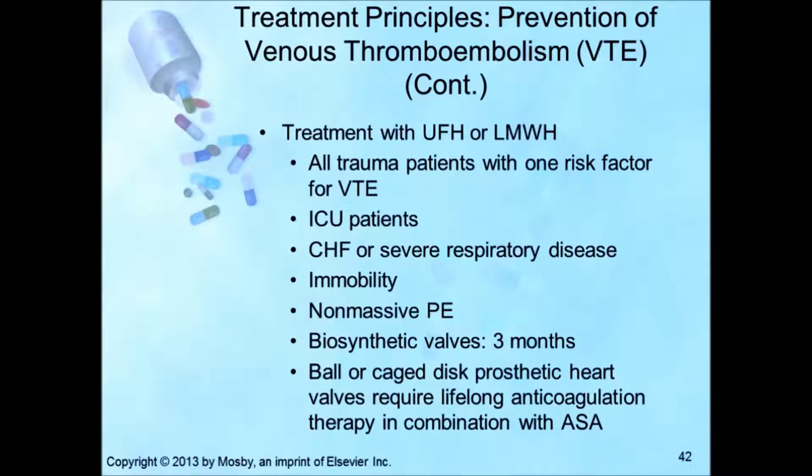Patients with bioprosthetic valves should receive anticoagulation for 3 months with an INR goal between 2 and 3. Long-term prophylaxis for these patients should include aspirin, 75 to 100 milligrams daily, unless atrial fibrillation is present. Patients with ball or cage disc prosthetic heart valves require long-term anticoagulation with an INR goal of 2.5 to 3.5, provided in combination with aspirin daily.